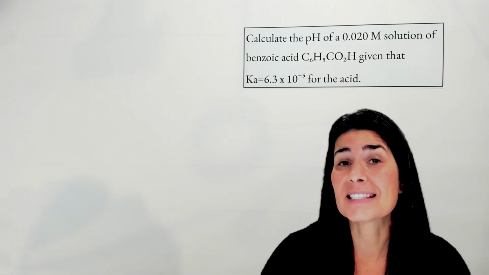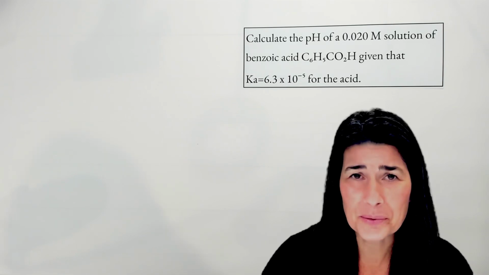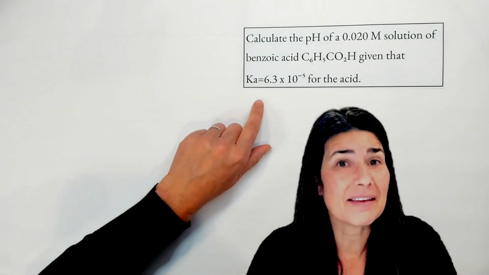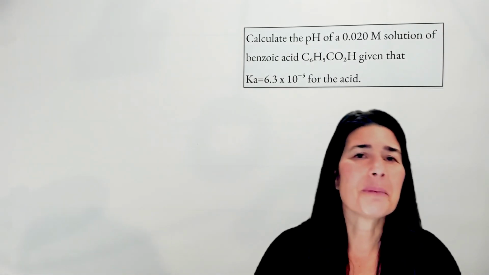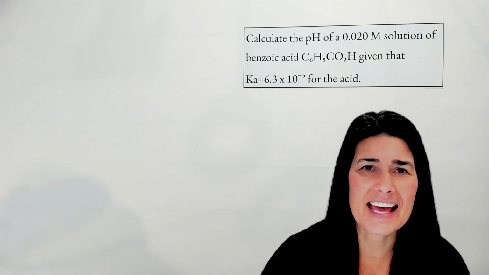Now, is it one of the big 6 acids? HCl, HBr, HI, HNO3, H2SO4, HClO4? No, it's not a big 6 acid. It is a weak acid. That's why they gave us a Ka value. So the plan of attack, take that acid in water and ice it with a Ka.